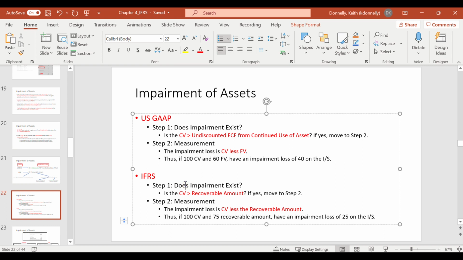For IFRS, similar framework. Step 1, does impairment exist? Is the carrying value greater than the recoverable amount? If so, move to step 2. In this case, the impairment loss, how we were to quantify it, would be the carrying value less the recoverable amount. So if we had 100 carrying value and a $75 recoverable amount, in that case, we would have an impairment loss of $25.